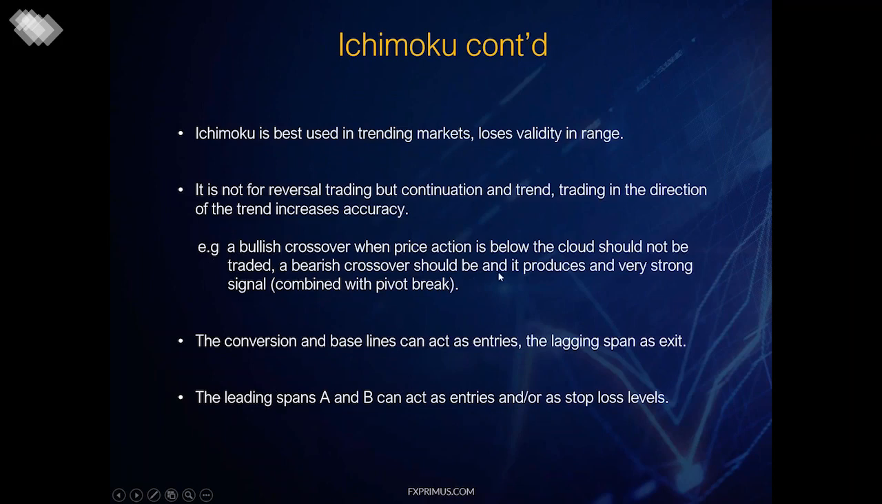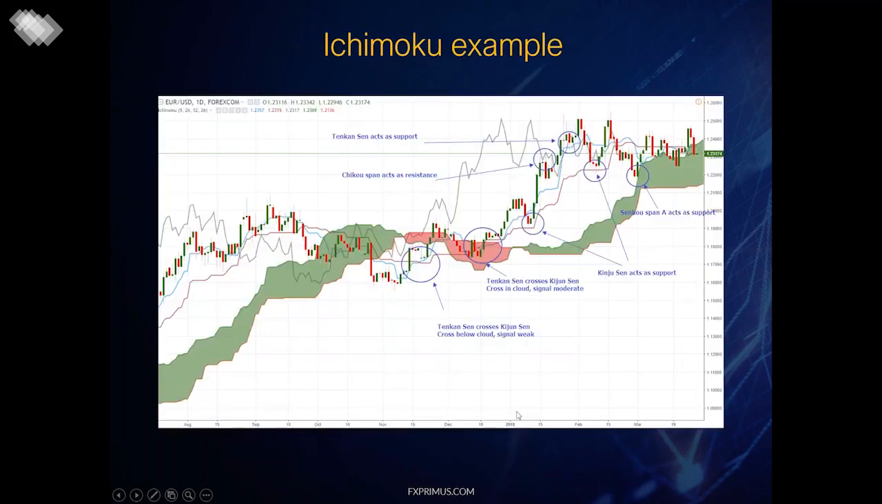Now, a bearish crossover should be traded, and it produces a very strong signal, combined, of course, with the pivot break. Now, the conversion and baselines can act as entries, okay? The lagging span as an exit when you are in a trade. The leading span A and B can act as entries and also as stop loss levels, okay?